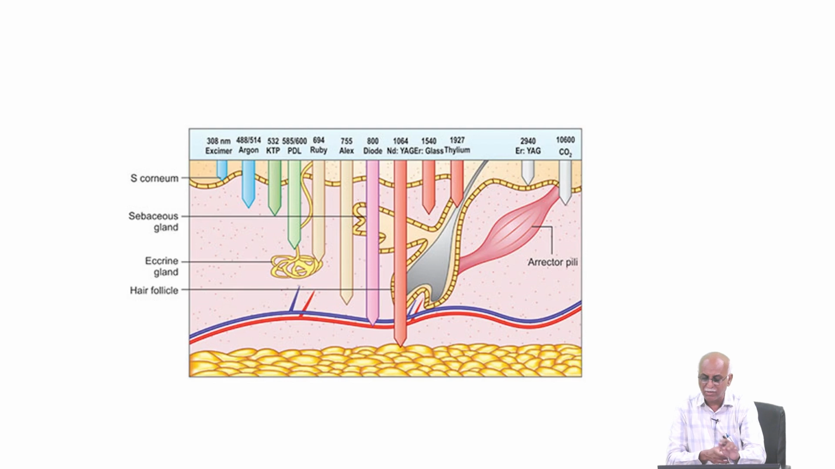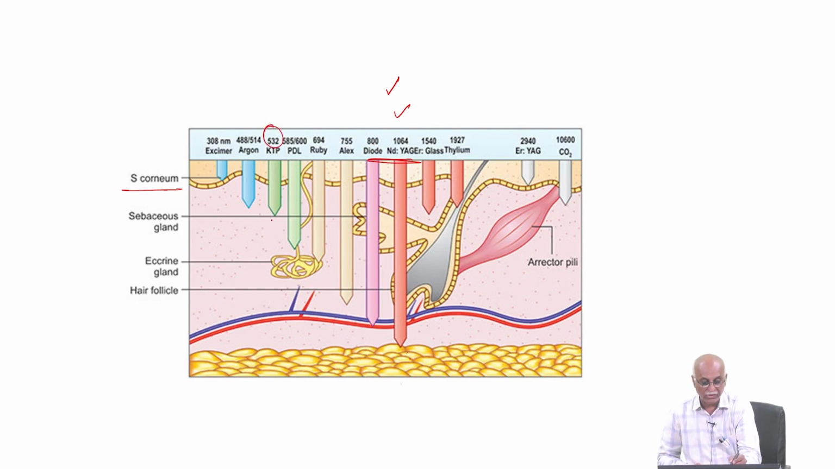Now, this is just a pictorial view. If I use an excimer laser, my penetration depth in skin tissue is the stratum corneum, not beyond that. But if I use a neodymium YAG laser, I can cross the dermis layer and penetrate a little more. So, whenever I want to treat the subsurface, I would prefer a 1064 nanometer light source, or around 800 to 1064 nanometer.